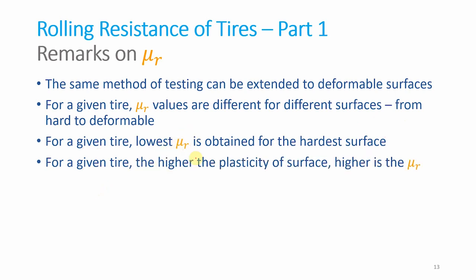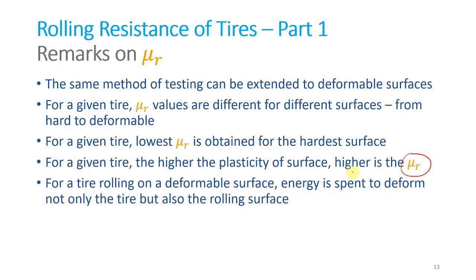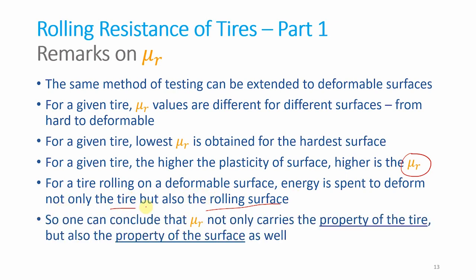For a given tire, the higher the plasticity of surface, higher is the mu r. The more the surface deforms, the more energy we spend, and that is why we get more rolling resistance. For a tire rolling on a deformable surface, energy is spent to deform not only the tire but also the rolling surface. So this is important. The rolling surface and the tire both are deformed.